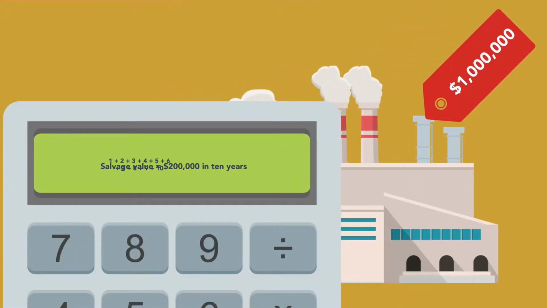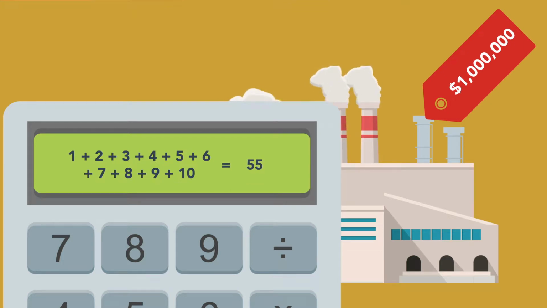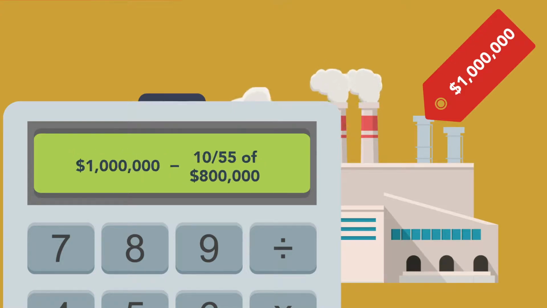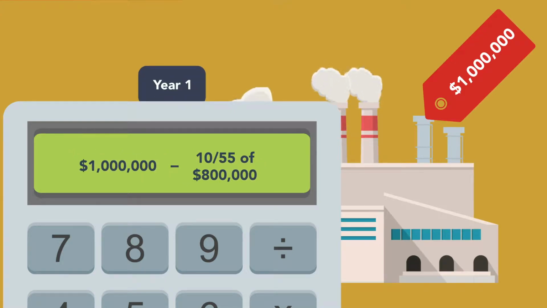The sum of 10 years is 55. That's 1 plus 2 plus 3 plus 4 plus 5 plus 6 plus 7 plus 8 plus 9 plus 10. So, during the first year, Acme would deduct 10/55ths of $800,000, or $145,455. The second year, Acme would deduct 9/55ths of $800,000, or $130,909. Then 8/55ths of $800,000, or $116,364 the following year, and so on.